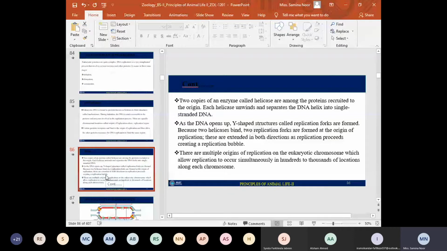So what is the function of the helicases? Each helicase unwinds and separates the DNA helix into single-stranded DNA. So the helicase causes the unwinding of the DNA molecule and then separates the DNA helix into single-stranded DNA.